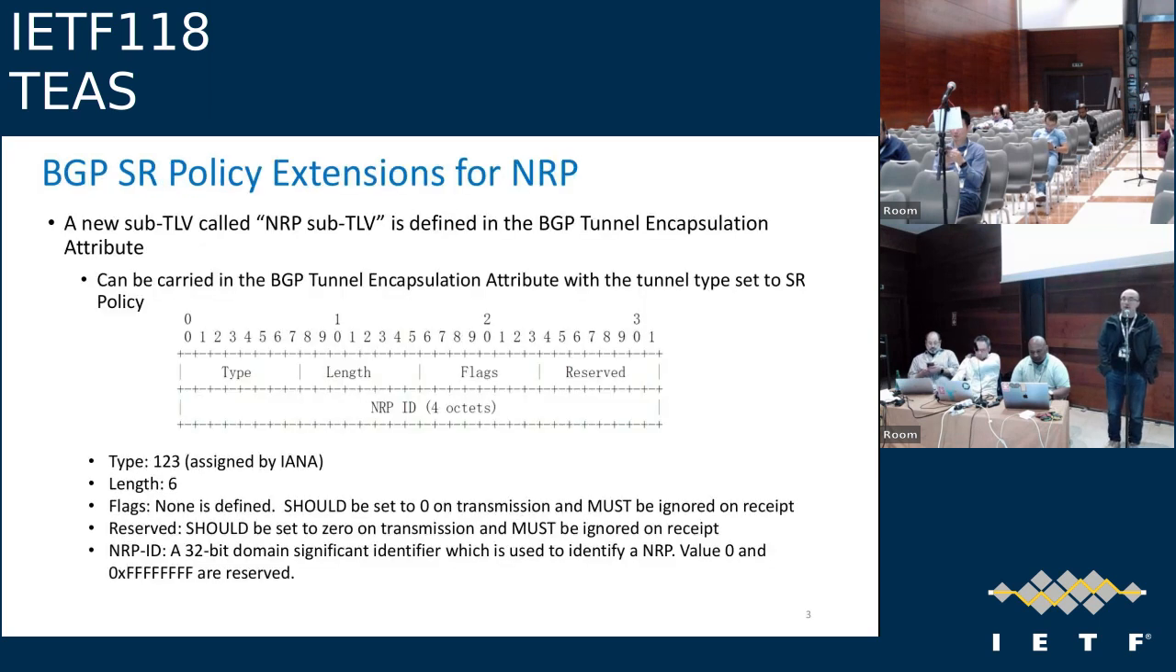Okay. Here is an update to the extension to the BGP SR policy address family. Basically, we define a new sub-TLV called the NRP sub-TLV in the BGP tunnel encapsulation attribute. It can be carried in the BGP tunnel encapsulation attribute when the tunnel type is set to SR policy. The format is shown here, and we have requested IANA to assign the type code. The NRP ID is four octets, which is consistent with other protocols. Okay, next slide.